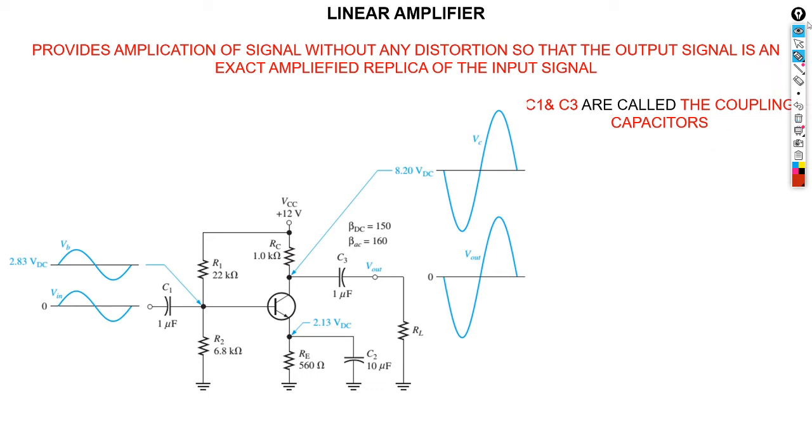Okay, so first of all, we say C1 and C3, those two capacitors, they are coupling capacitors. Okay, and then what will happen to our C2? C2 is a bypass capacitor. Why bypass? Can you see?